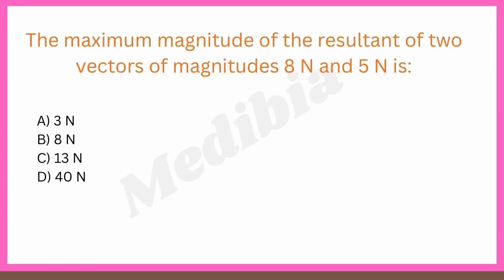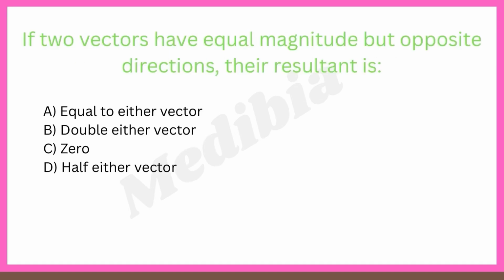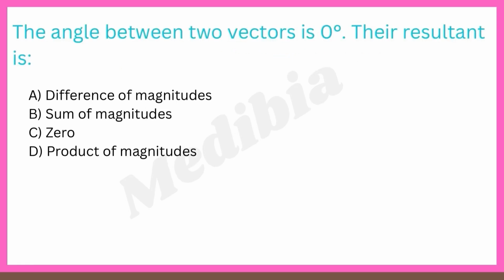The maximum magnitude of the resultant of two vectors of magnitudes 8 Newton and 5 Newton is: 3 Newton, 8 Newton, 13 Newton, 40 Newton. If two vectors have equal magnitude but opposite direction, their resultant is: equal to either vector, double either vector, zero, half either vector. The angle between two vectors is 0 degree.